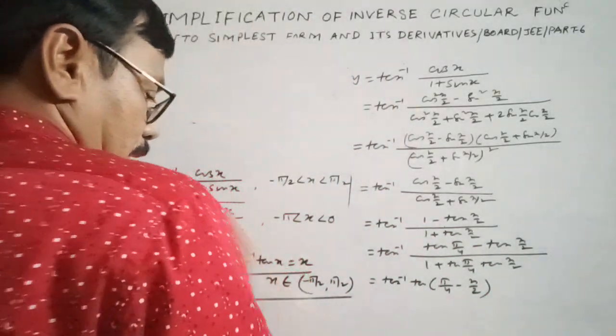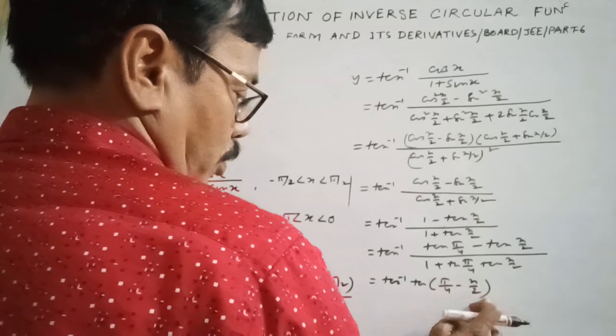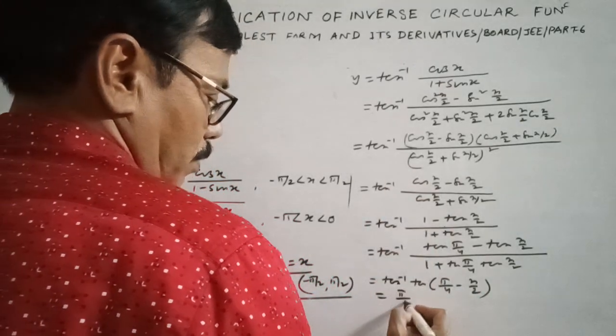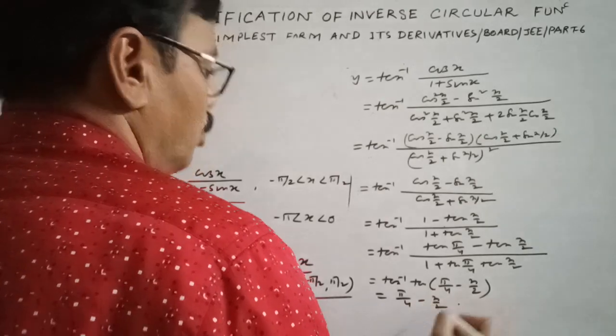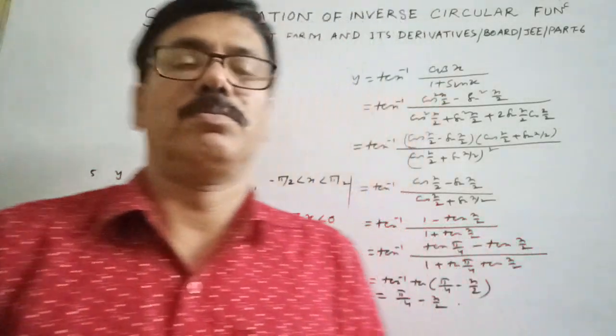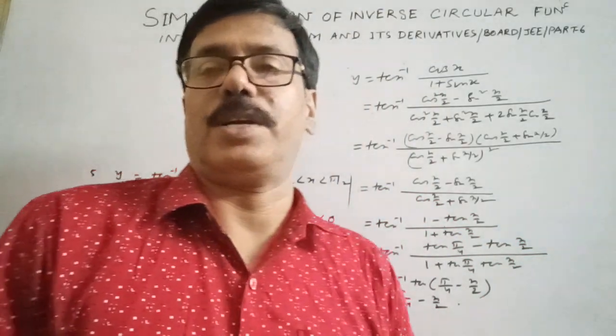So you can also simplify using this method. So it is already shown that pi by 4 minus x by 2 belongs to principal value. So pi by 4 minus x by 2, this is y. Then you can perform derivative.